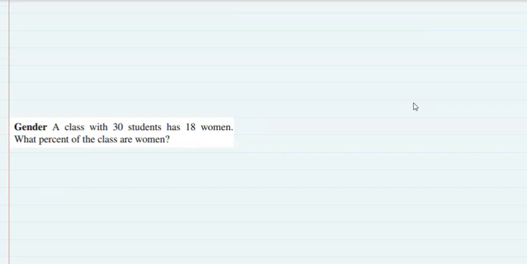All right, the last one is about gender. A class with 30 students has 18 women. What percent are women? You're just going to take 18 out of 30, part divided by whole, and we're going to look at that in the next section. Put it in your calculator and you get 0.6. Move the decimal point over 2 places and you get 60%. And that's it for this section.